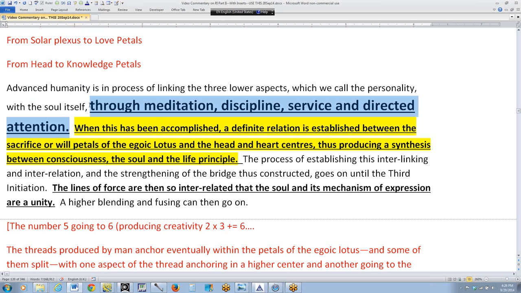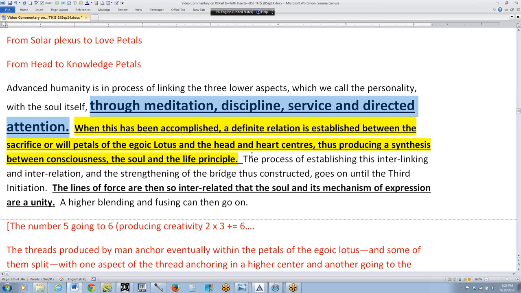So personality and soul are linked, and when this has been accomplished, a definite relation is established between the sacrifice or will petals of the egoic lotus, and the heart and the head centers, thus producing a synthesis between consciousness, the soul, and the life principle.